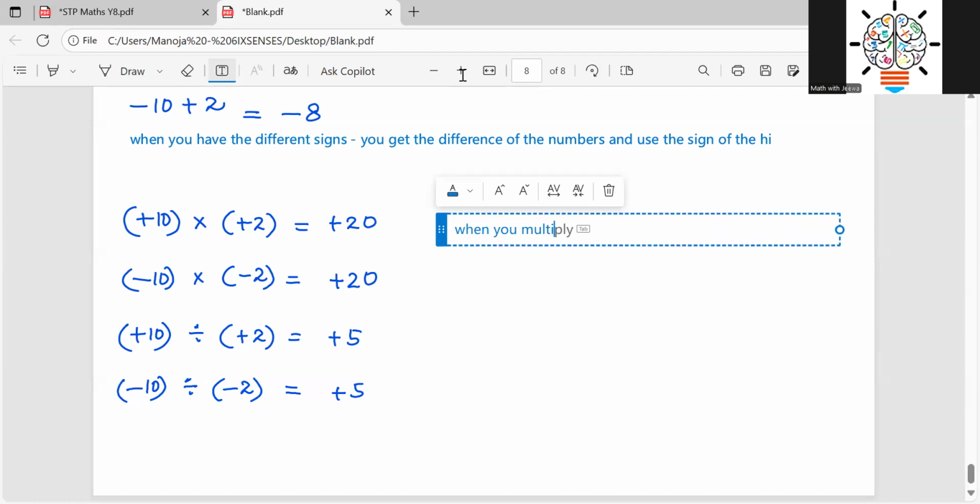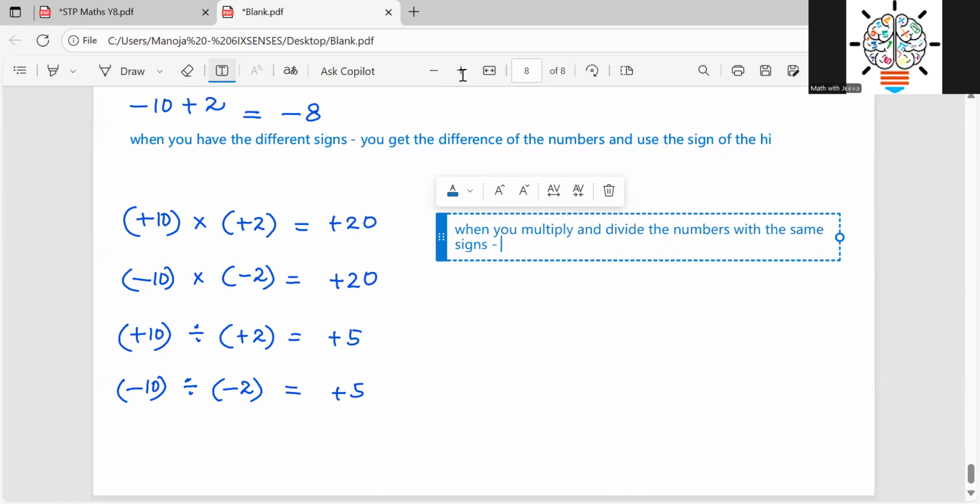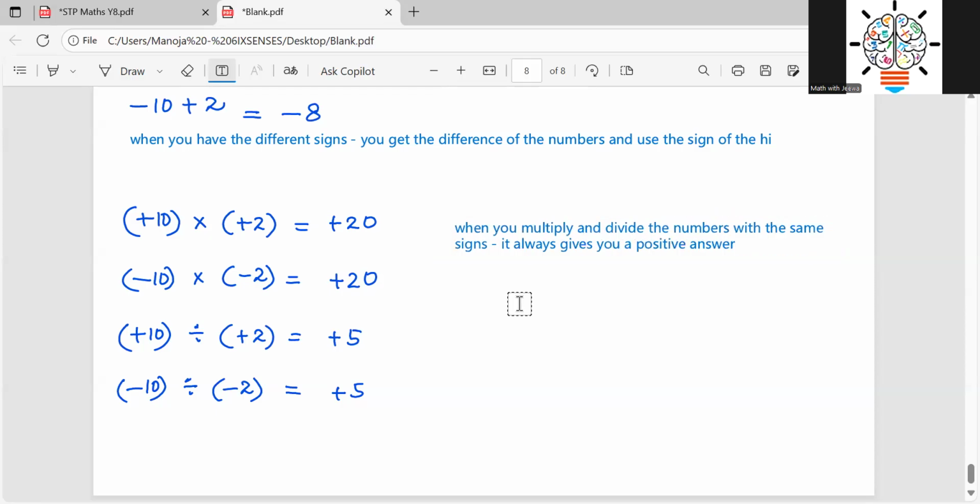Multiply and divide the numbers with the same signs. When you multiply and divide numbers with the same sign, it always gives you a positive answer, right?